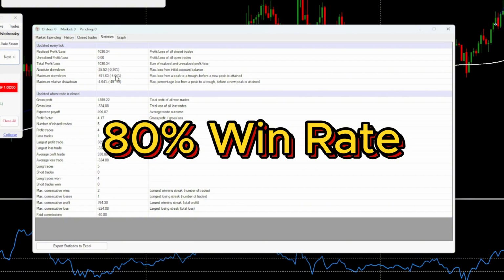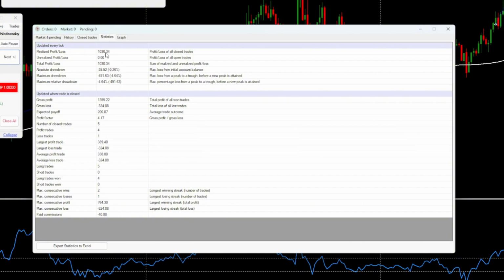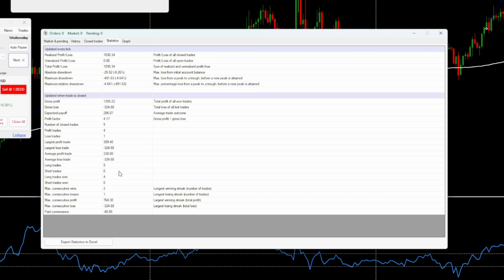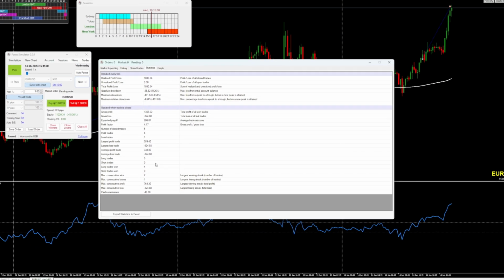And here's the stats. So we made our profit, 1,030. We were aiming for $1,000 profit on a 10K account, 10% profit. Profit factor 4.17, which is massive. If you get over 1.5 in your profit factor, you're doing great. So this is really good. And as I said before, that's an 80% win rate.